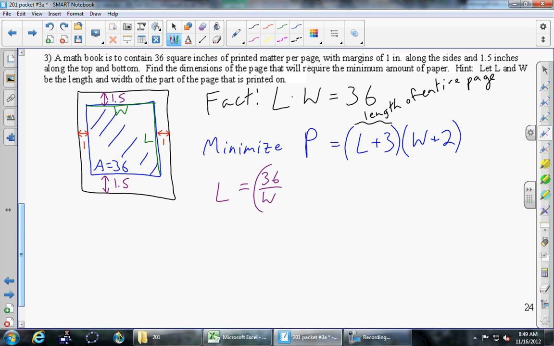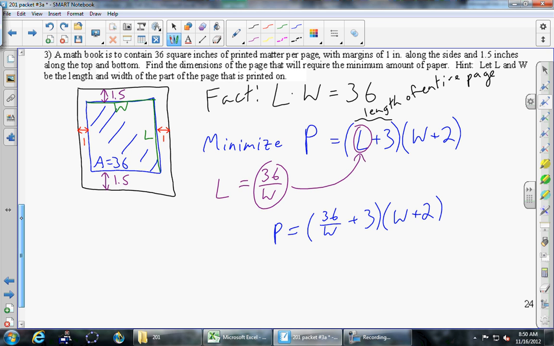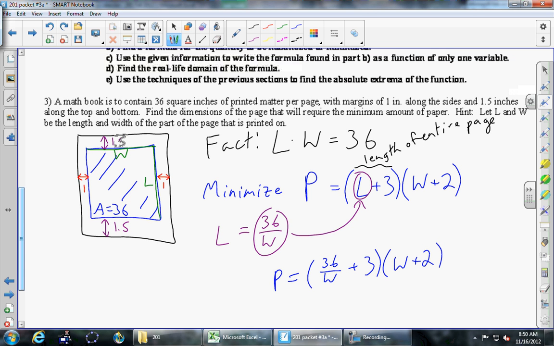And so we'll take that 36 over W and just substitute it right in here for this L. So I'll rewrite the blue equation down below. Okay, so this is much better for us because how many variables are on the right-hand side? Just one. And now it's a Calc 1 problem as opposed to a Calc 3 problem. So let's keep on comparing this bolded process here. So what we just did is wrote the formula as a function of only one variable.